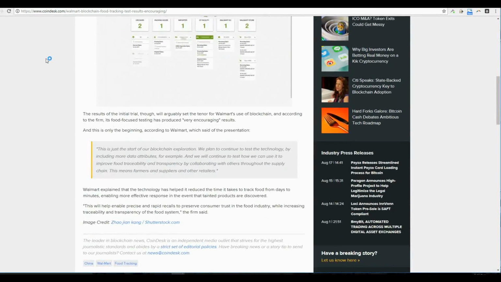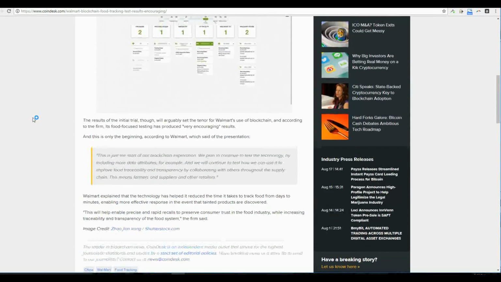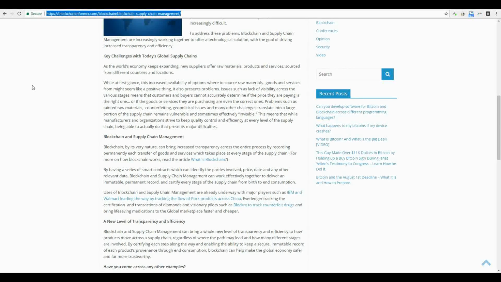And the initial tests have been very successful, reducing the amount of time it takes to actually check the quality of pork products from what used to take weeks and rot with errors to a matter of only minutes.